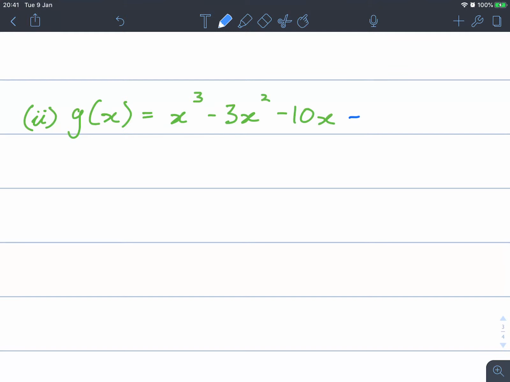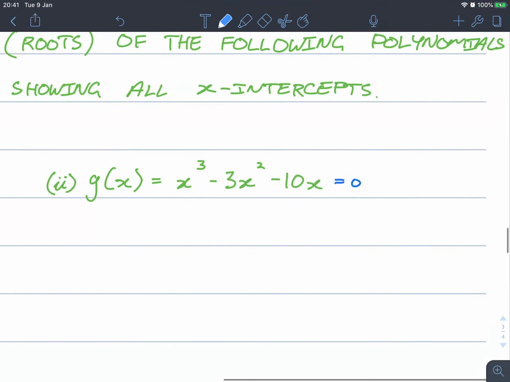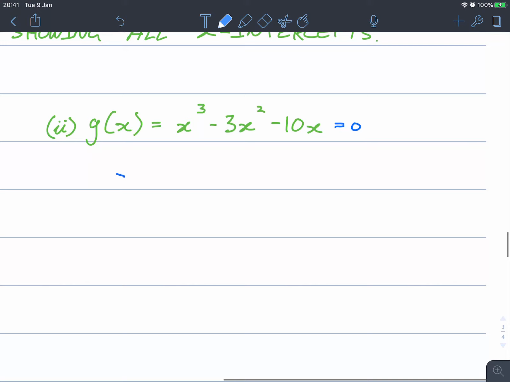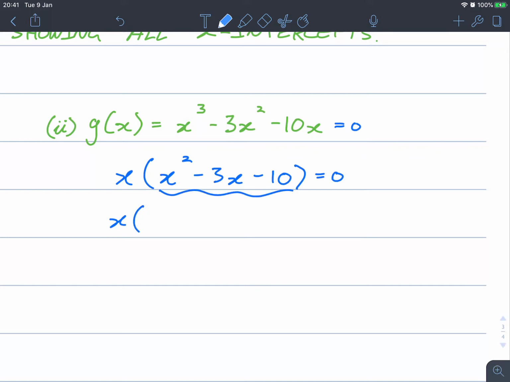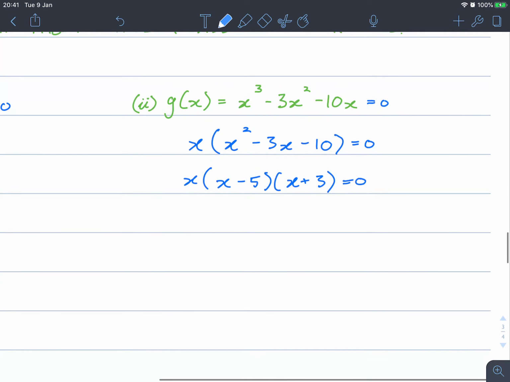Let's do it again for the next question. Once again, we let the expression equal 0 to find the roots. We factor out x on the outside, x squared minus 3x minus 10 equals 0. I can factor this group again to become x minus 5, x plus 3 is equal to 0, giving us 3 roots: x equals 0, x equals 5, and x equals negative 3.